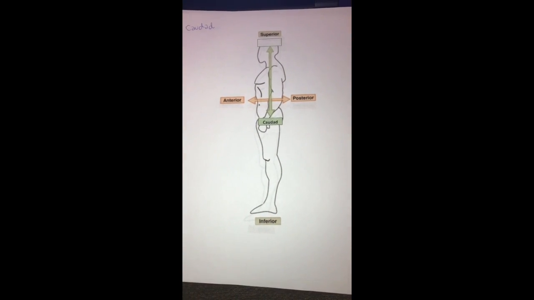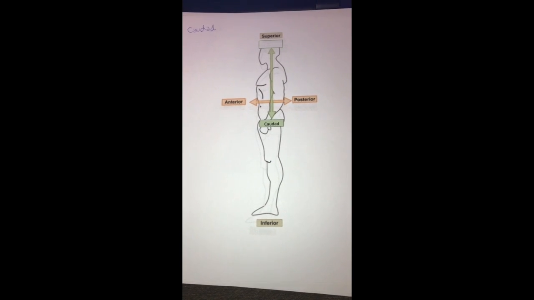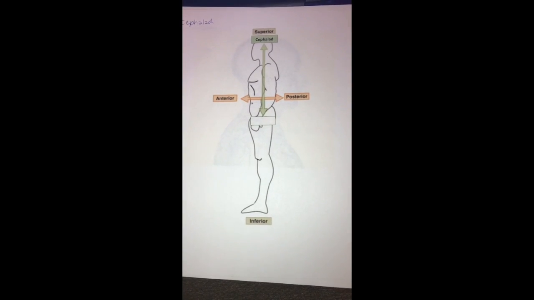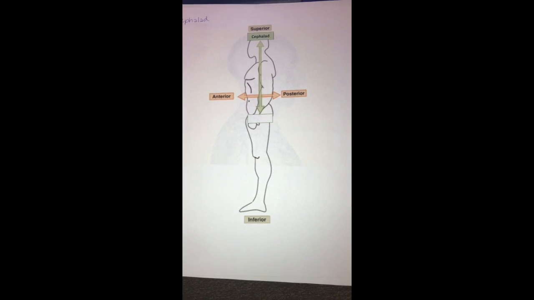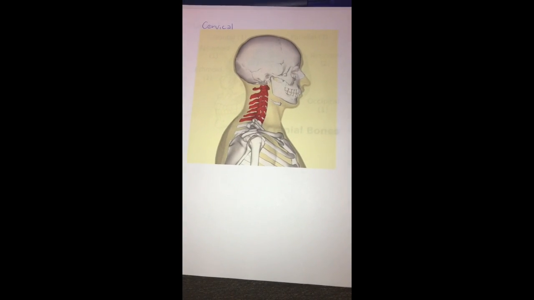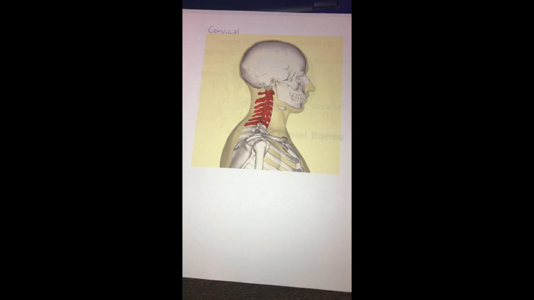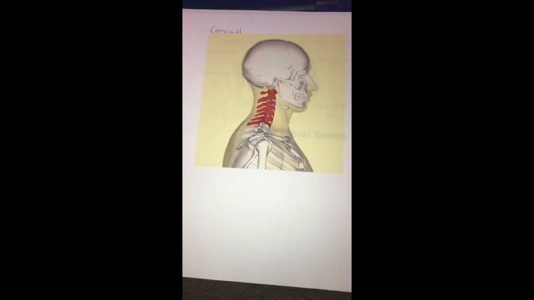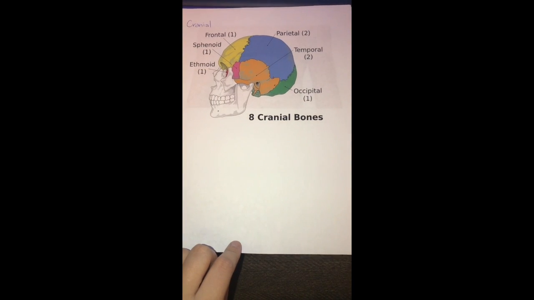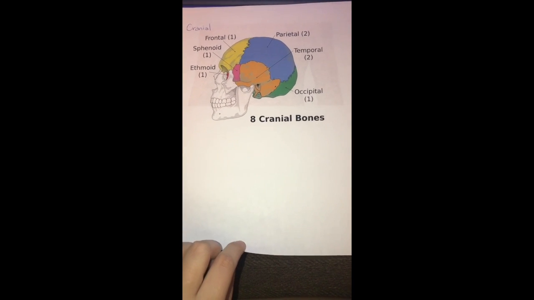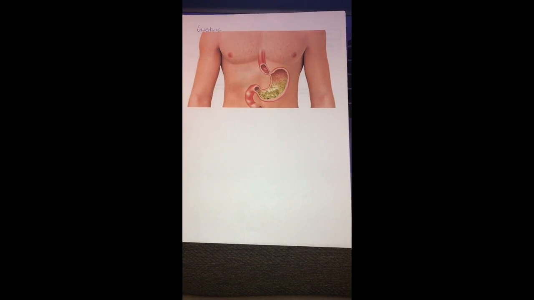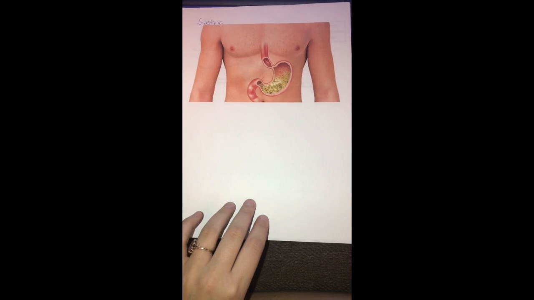The caudate region is towards the tail or in a posterior direction. The cephalad region is towards the head. The cervical region is pertaining to the neck of the body or the neck of the uterus. The cranial region is pertaining to the cranium or the skull. The gastric region is pertaining to the stomach.